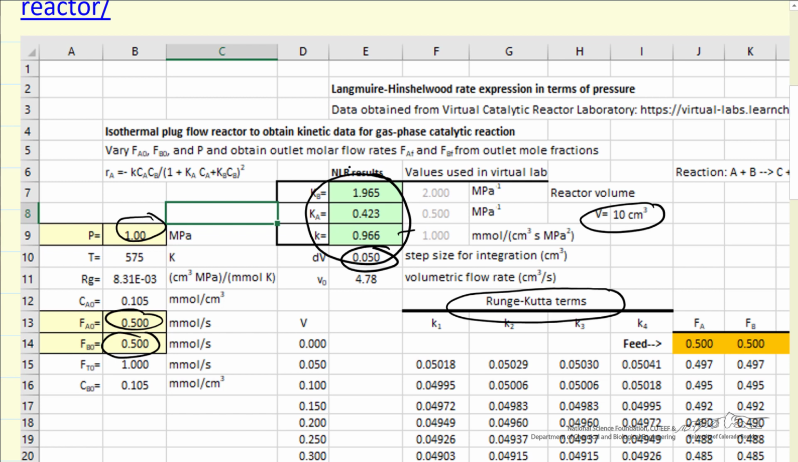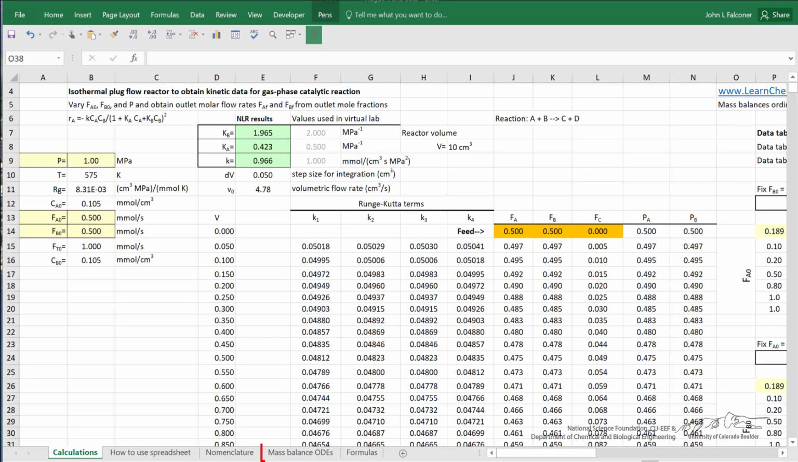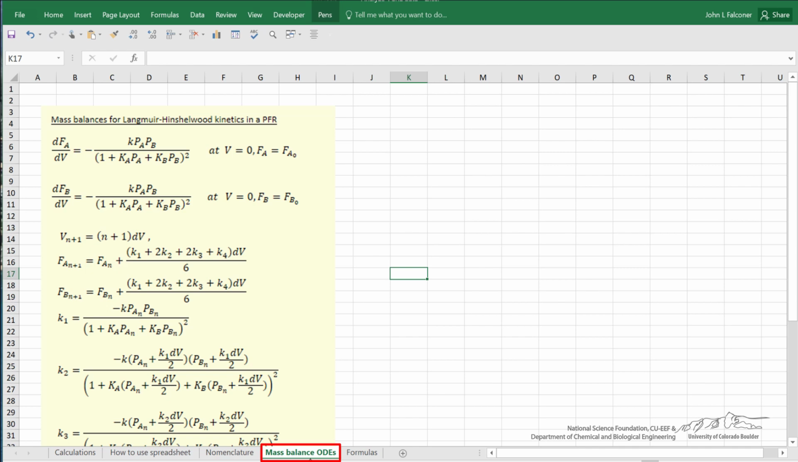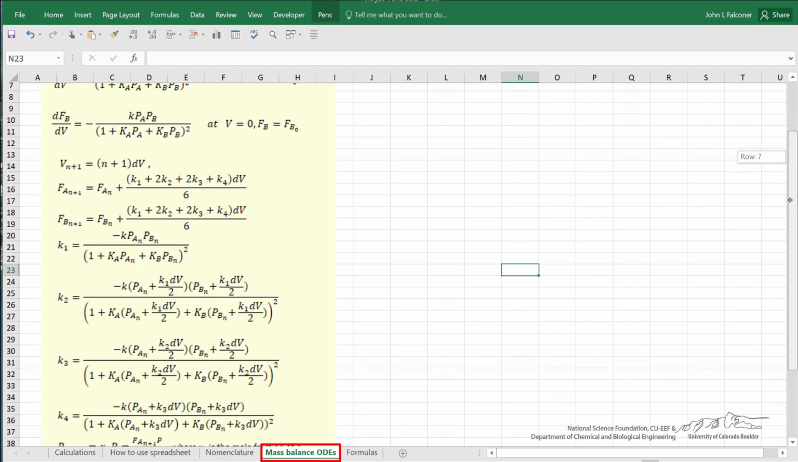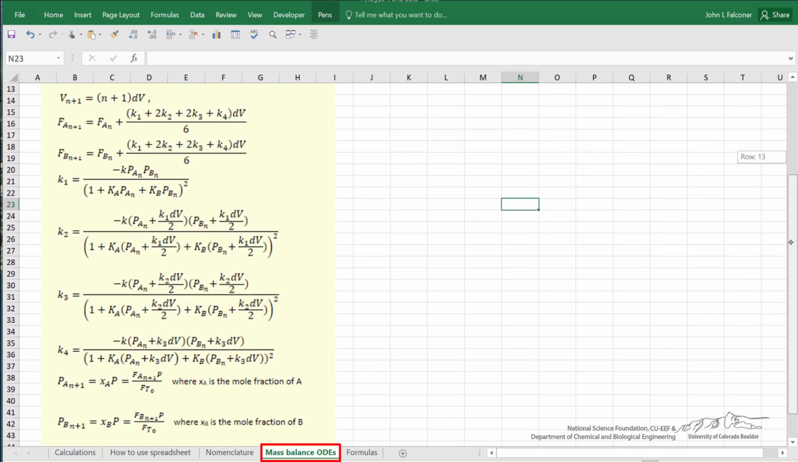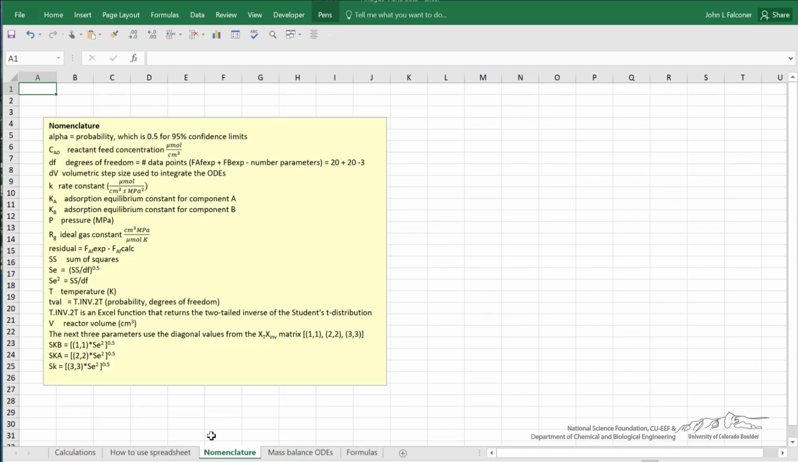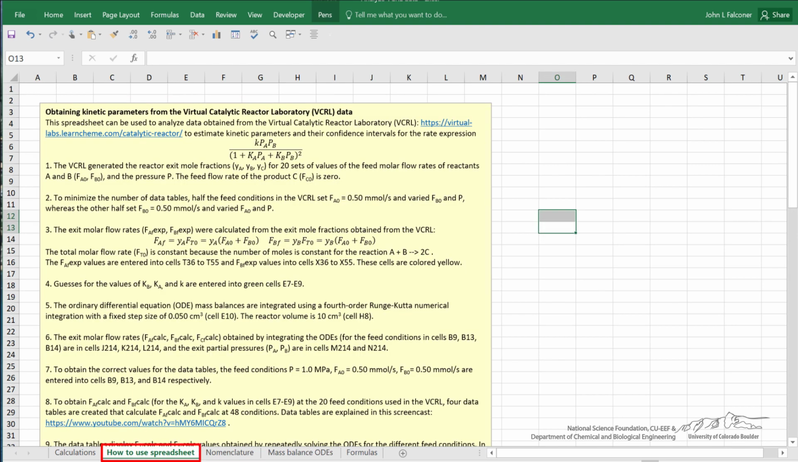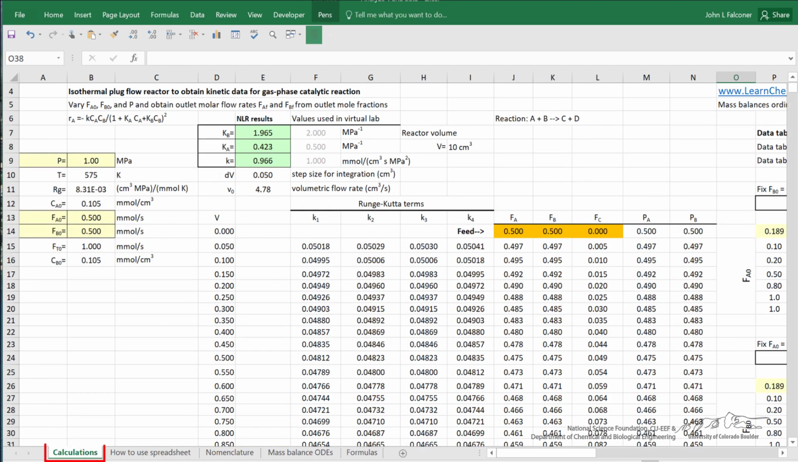So let's look at the various sections in the spreadsheet to better understand how we carry out these calculations. Well, here's the spreadsheet. First let me point out that the mass balances that we're using, the equations are shown here on this worksheet, as well as the terms that were used in the fourth order Runge-Kutta solution. The nomenclature used in the spreadsheet is presented here, and then a detailed explanation of how to use the spreadsheet, because we go through a number of steps. Won't go through each of these steps. I'll go through some to give you an idea of what's involved. And so here's the calculations.